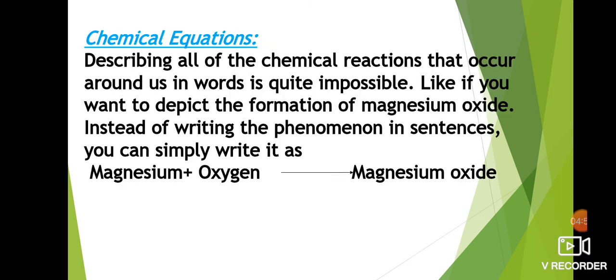Next topic is chemical equation. Means description form of a chemical reaction is called chemical equation. Describing all of the chemical reactions that occur around us in words is quite impossible. Like, if you want to depict the formation of magnesium oxide, instead of writing the phenomenon in sentences, you can simply write it as magnesium reacts with oxygen, it gives magnesium oxide.